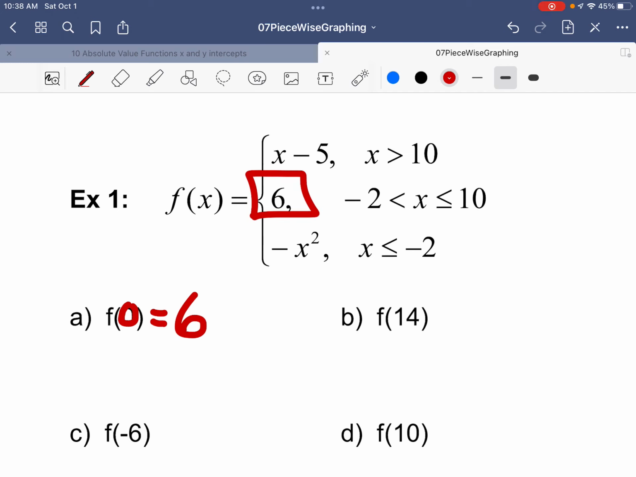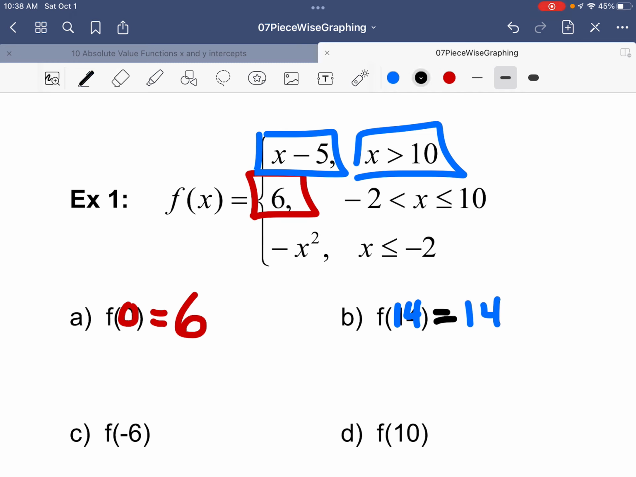How about 14? What type of number is 14? Is 14 a number that's greater than 10? Well, actually, yeah, 14 is a number that's greater than 10. So what that means is I'm going to plug into the x minus 5 piece. How do I plug in? Well, you know how. You just plug a 14 in there for x. Of course, that's going to give you 14 minus 5. Now, 14 minus 5 is equal to 9, and that is our value when x equals 14.